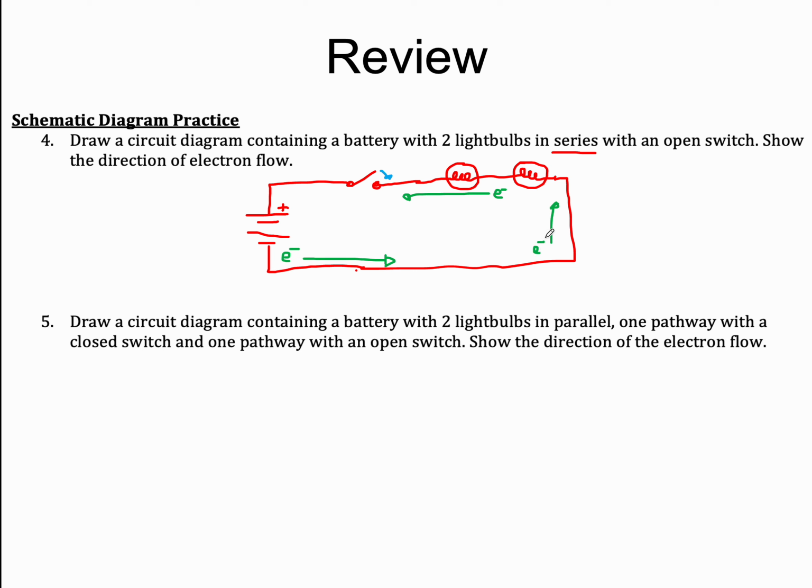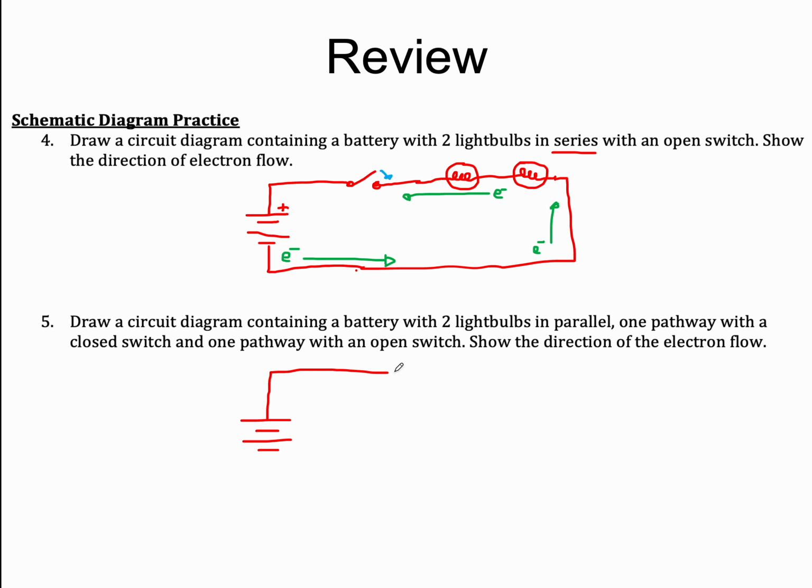And then question 5, I just read it, is actually kind of confusing. Two light bulbs in parallel, one pathway. With one pathway, it means one light bulb with an open switch like we drew up above, and then one with a closed switch. That would mean the little flap thing is actually closed. You got to do two switches on this one. And again, show the direction they want of electron flow, not the direction of current.